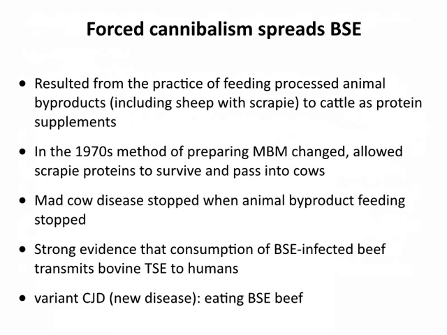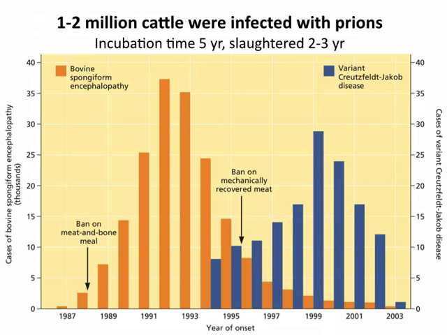It has a younger age incidence, shorter incubation period, and different pathogenesis. So we think this was acquired from the cows who had BSE. So this is a graph of this outbreak. This happened in the UK. Here's the incidence of BSE in cows. Starting at about '88, you see an increase in the number of cows. And this is just 30, 35. It's not a lot. But it got into the food supply.